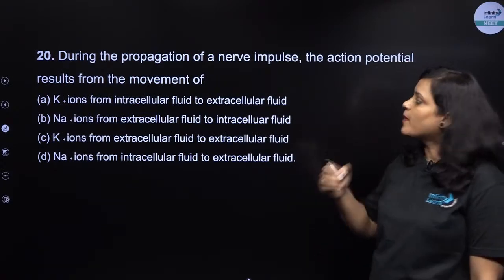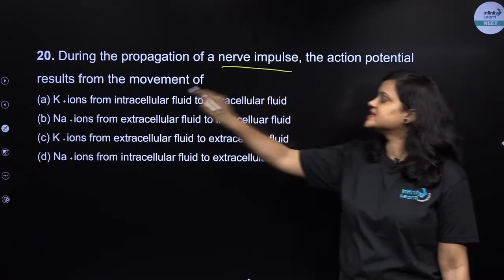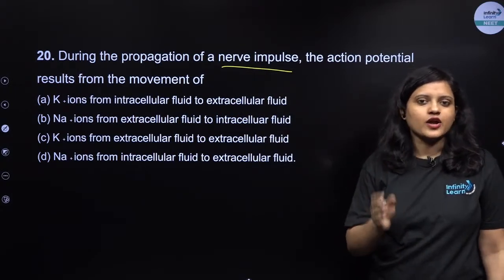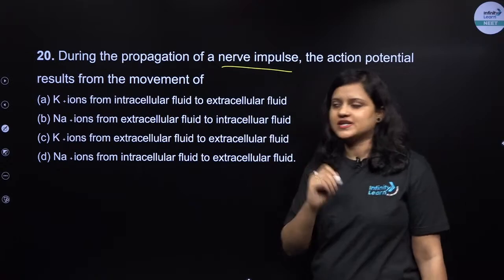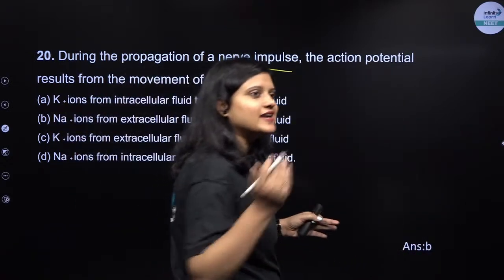During the propagation of nerve impulse, the action potential results from the movement of... Now here we are talking about transmission of nerve impulse. Let's see how it is conducted. Correct option is B, you can see, but how? I'll tell you.